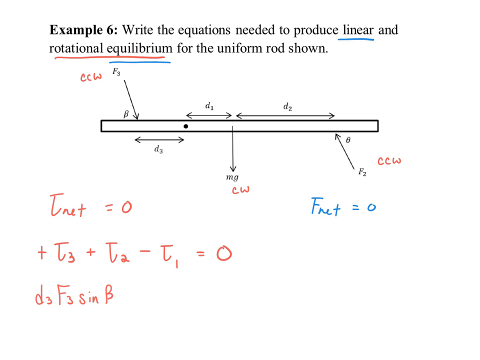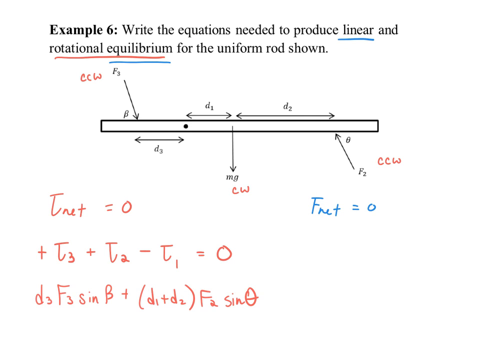Then we look at torque 2, and torque 2 comes from F2. This is causing a counterclockwise rotation again, so another positive sign here. The angle now is theta instead of beta, the force is F2, and the distance from the axis of rotation to the force is d1 plus d2. So this is going to be d1 plus d2 as our distance times F2 times the sine of theta.